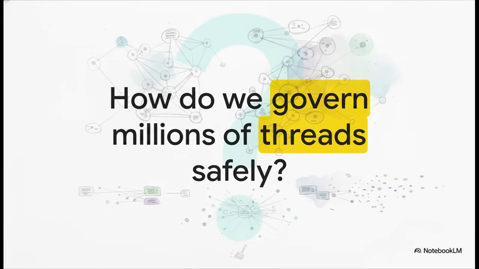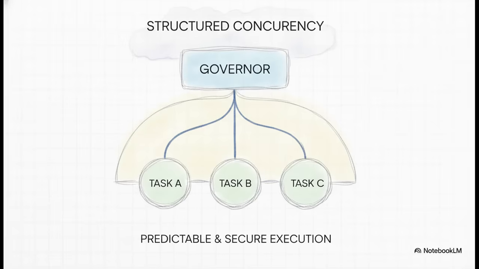How can we safely control this massive increase in task volume across dynamic AI environments? How do we ensure that when a workflow gets canceled, every single tiny subtask is immediately and safely cleaned up? The answer is structured concurrency. Think of it as the ultimate governance layer for our virtual threads.